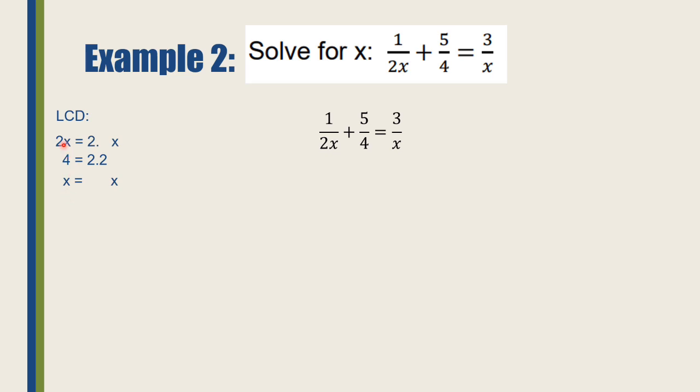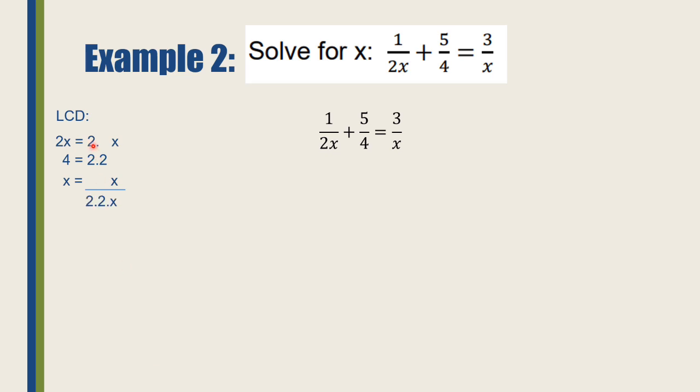So what are the factors of 2x? We have 2 times x. How about 4? Yes, we have 2 times 2. And x, we have here x. So what is now the LCD?